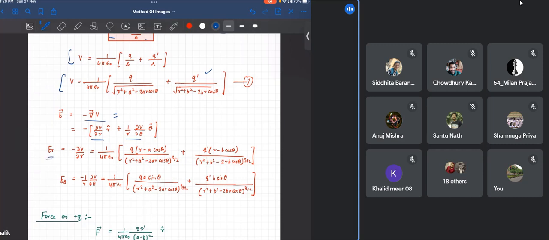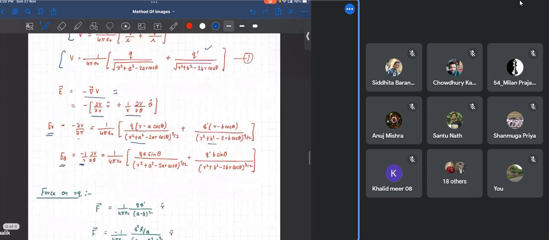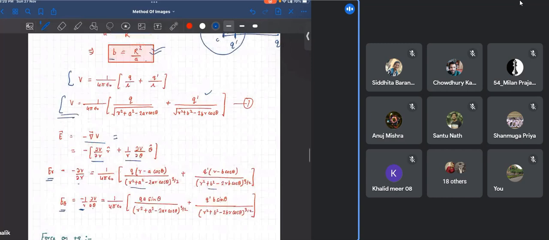So the radial component is given by del V by del r. We differentiate it with respect to r, and the theta component is del V by del theta divided by r. So we just differentiate it with respect to theta, take r outside. So this will become our electric field, and this is our potential.